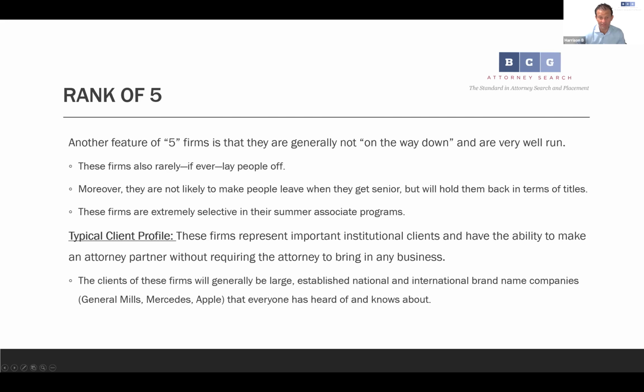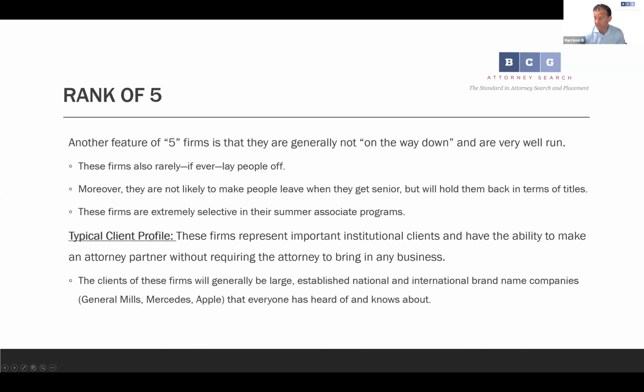They're also very selective in their summer programs, and they represent the most important clients. So the clients are typically major brands and companies, like General Motors and General Mills and Mercedes and so forth that everyone's heard about.